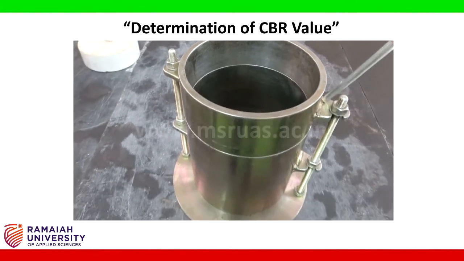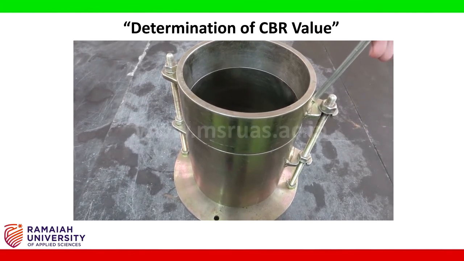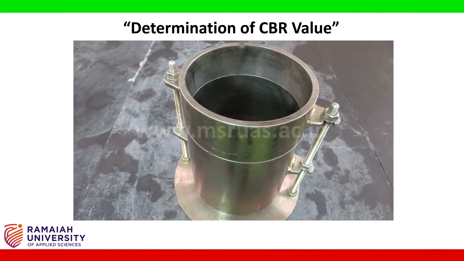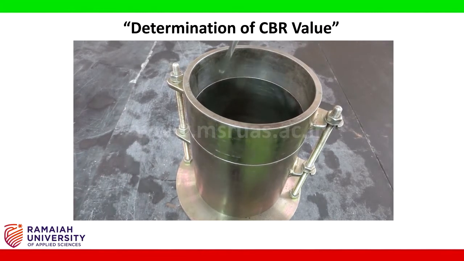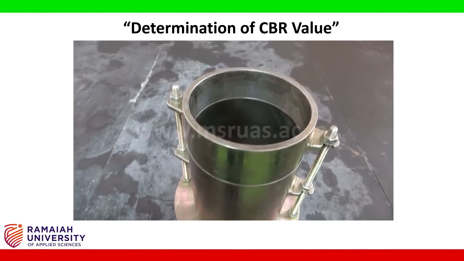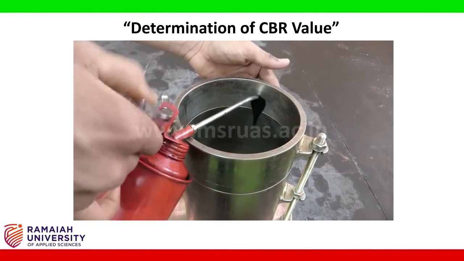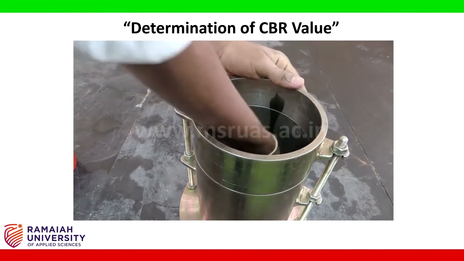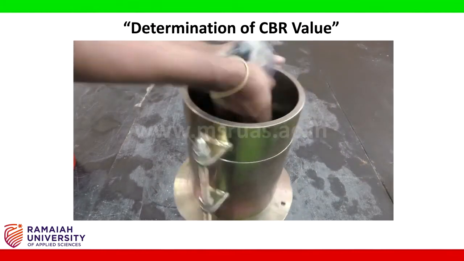Once the mold is ready and we are sure that we can start the compaction process, we need to first smear the inner surface of this mold as well as the collar along with the base plate with oil by making use of the oil dispenser. This is to ensure that the specimen that we are going to cast in this mold doesn't stick to the surface inside and it can be extruded out very easily.